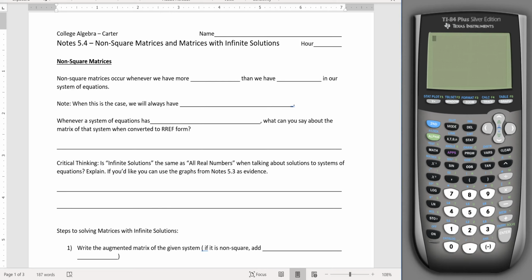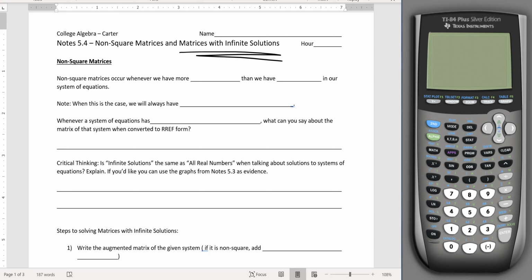Hello, and welcome to our notes for section 5.4, where we're going to talk about non-square matrices and matrices with infinite solutions, and that's really going to be our focus today. In our last set of notes, we identified how to tell if matrices had infinite solutions, but now we're going to actually finish the process. So when we write infinite solutions, we're not done. We're going to have to elaborate a bit more.